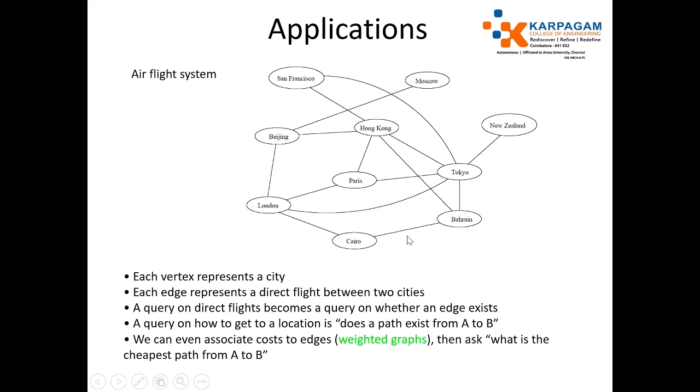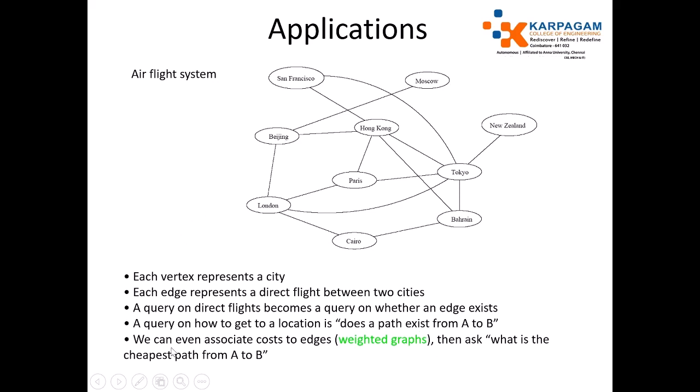Okay, so a query on how to get to a location is: does a path exist from A to B? For example, there is no direct connection between London and Hong Kong, but through a path, that is London followed by Paris followed by Hong Kong, you can reach. So you can get to a location by using the query, does a path exist from A to B?